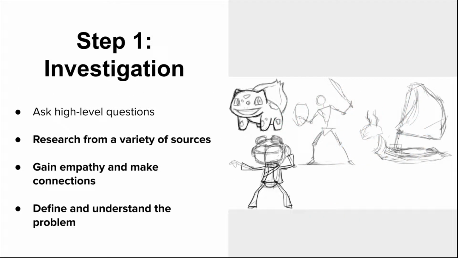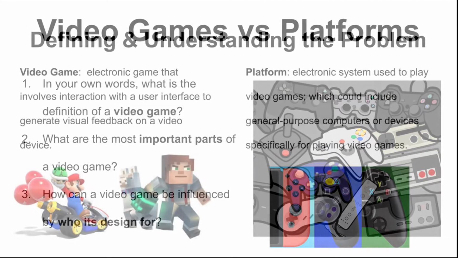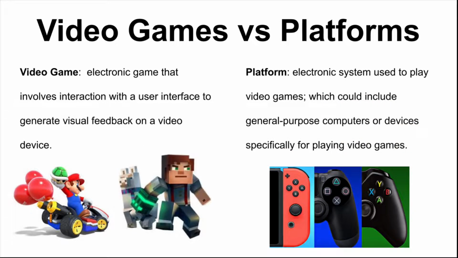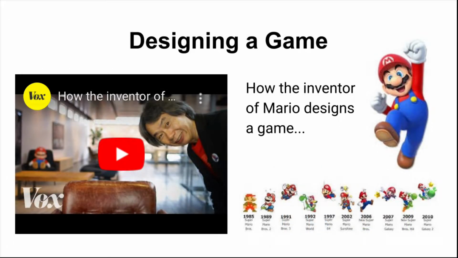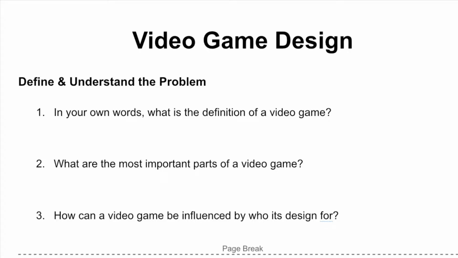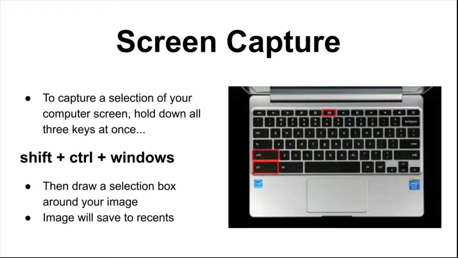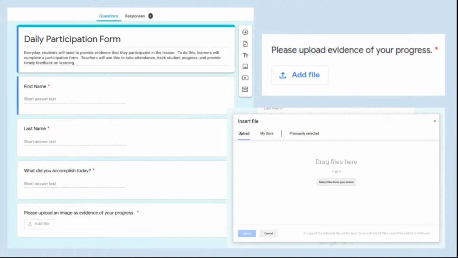We started going through the design process, starting with step 1, which is investigation, and got into defining and understanding the problem. You should have answered these 3 questions in your design packet. You should have also compared your notes with mine, looking at the definitions of video game as well as platform. Next, you are to watch the YouTube video linked in the slideshow presentation on the inventor of Mario. So once you are done answering all 3 of these questions in your design packet, you should have screen captured to show evidence that you completed today's steps, and then filled out the daily participation form, submitting it with the screenshot of what you created.